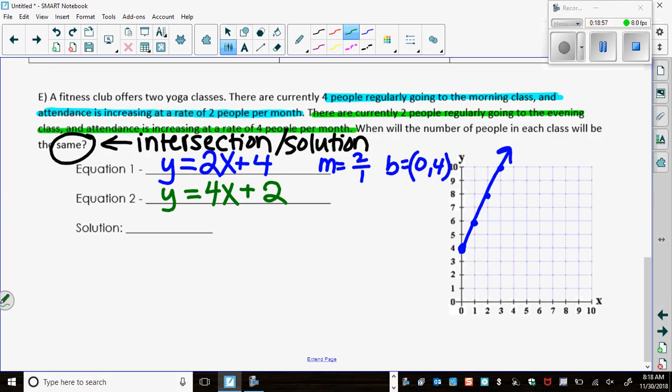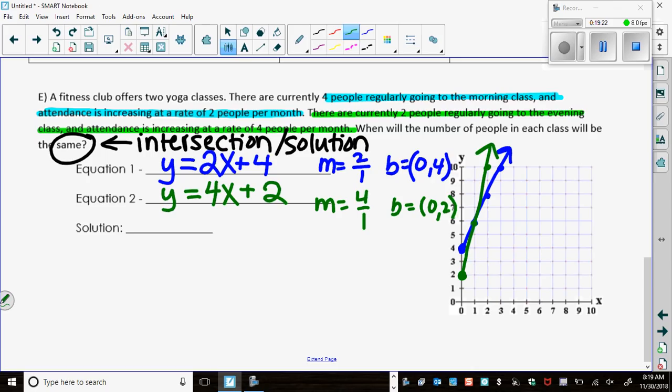The next equation would start at 2 people. We go up 4. Oh, sorry, I need to write this slope down. You start at 2 people and you are increasing for a month. So up 4, 1, 2, 3, 4, right 1, 1, 2, 3, 4, right 1.